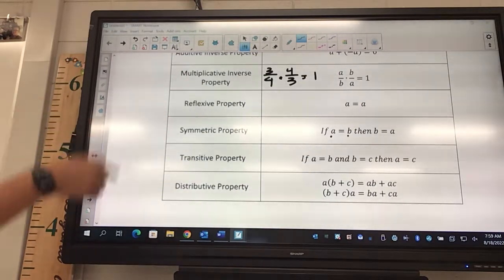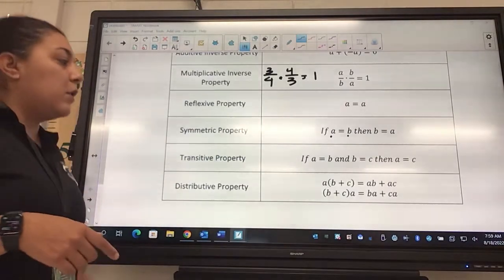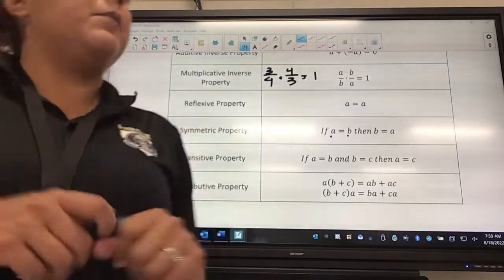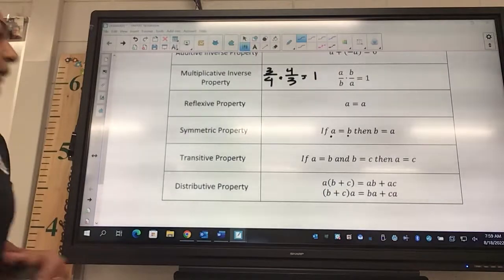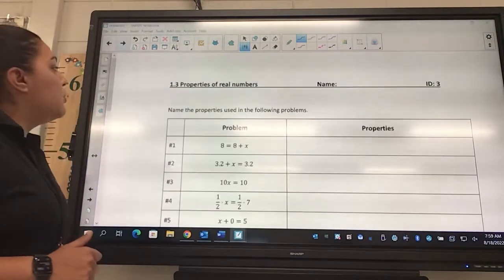And then we got the distributive property, and we're going to work on that, I want to say maybe tomorrow. Okay, so look at your sheet, and this kind of sucks because you're going to have to flip back and forth.